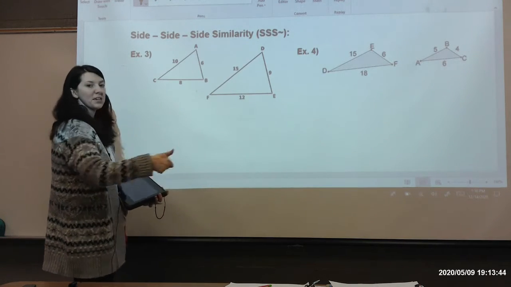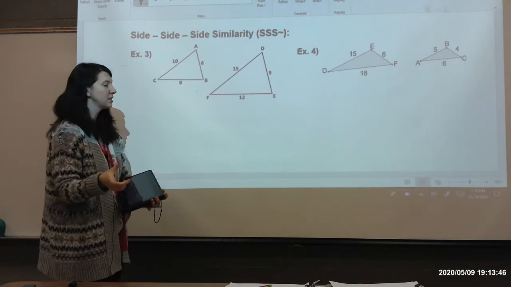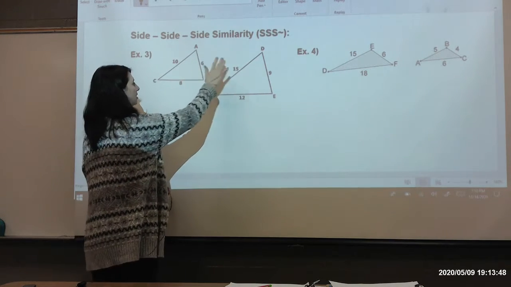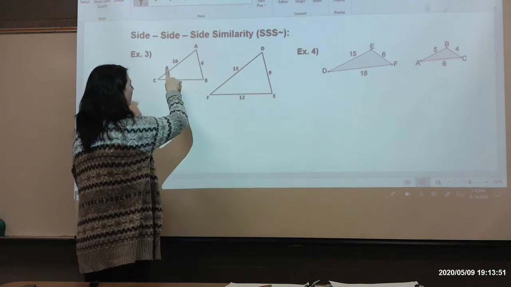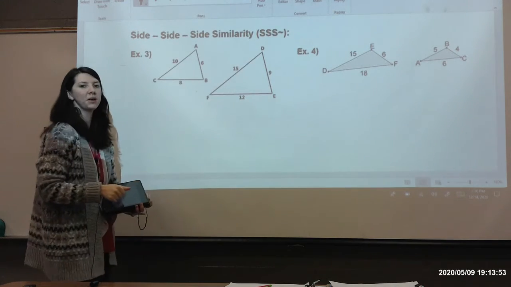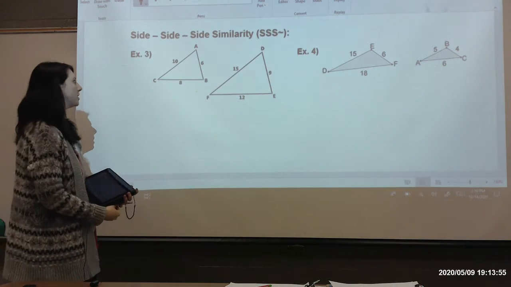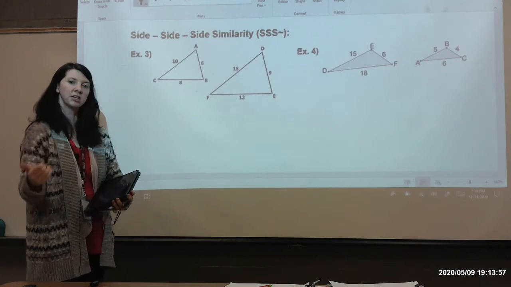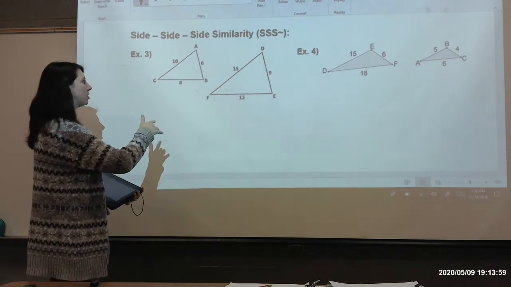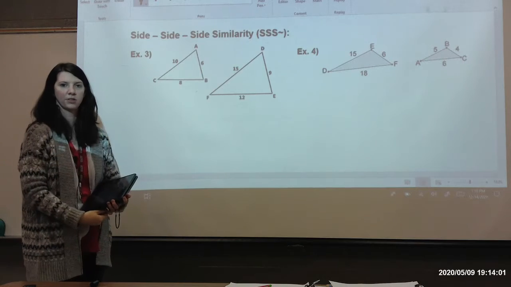Okay, in order to match up our sides, they need to be corresponding sides, which means our smallest side needs to go with our smallest side, and our largest side to our largest side. That's the easiest way to match them up correctly. All right, I'm just going to set up 3 fractions. That's how I like to do it. I set up 3 ratios. I simplify them to see if they're all the same number.